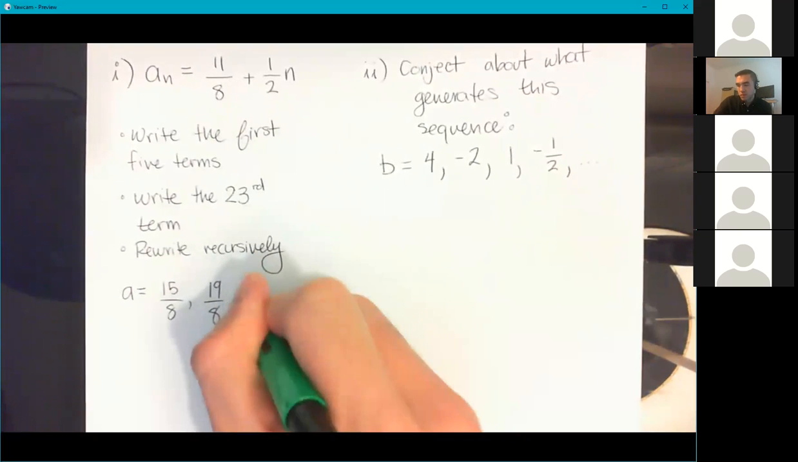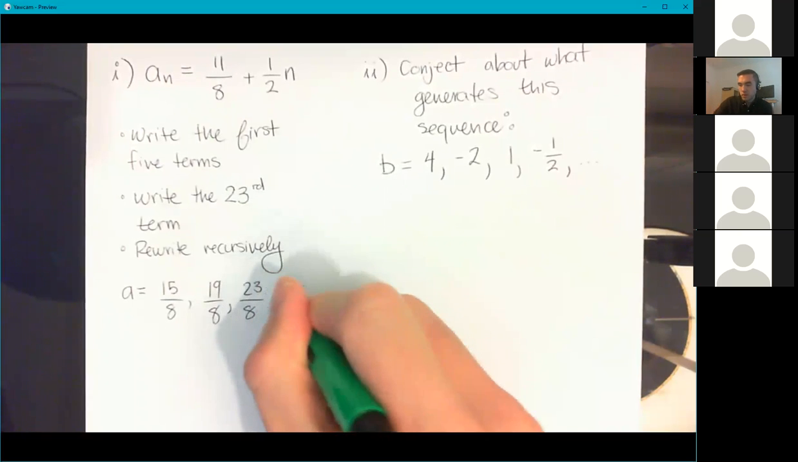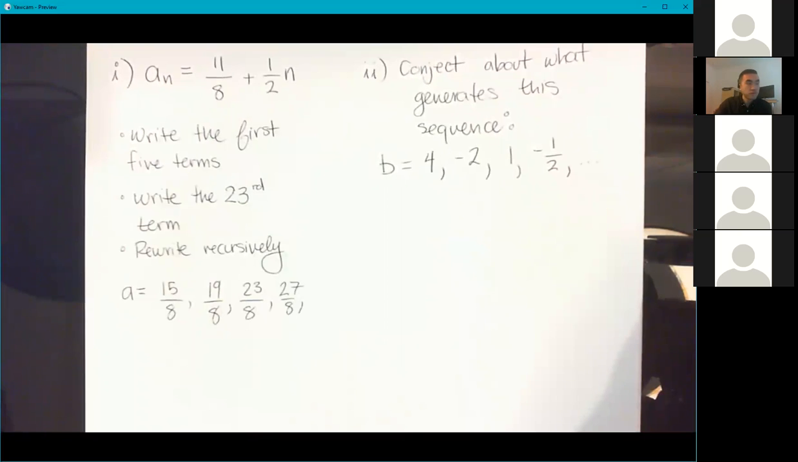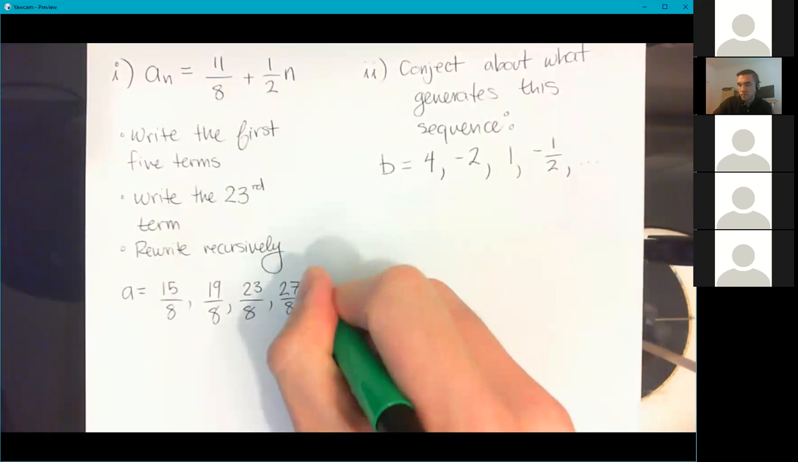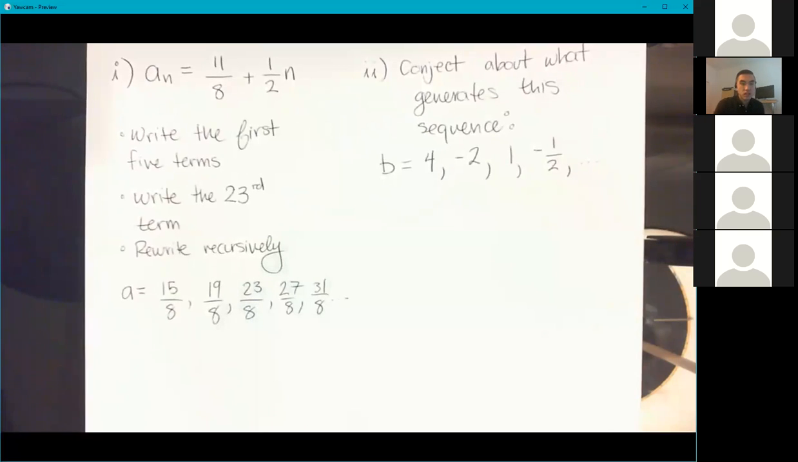23 over 8. And then? 27 over 8. And then finally, element 5? 31 over 8. And then technically we'll give it a dot, dot, dot, because it keeps on going, even though we're not going to write down the values. It would take too long.